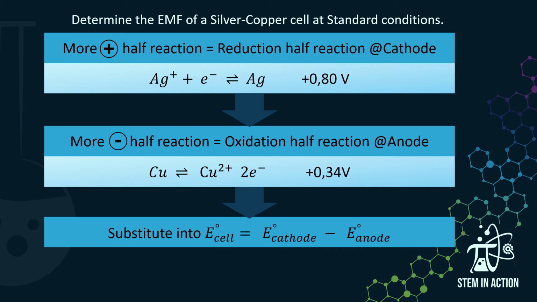And our last step, all we have to do is substitute it into the E naught cell equation, which is found on your data sheet. I like E naught cathode minus E naught anode. You can decide which one works for you. But if your maths is right, we'll all get the same answer regardless of which one we've chosen.